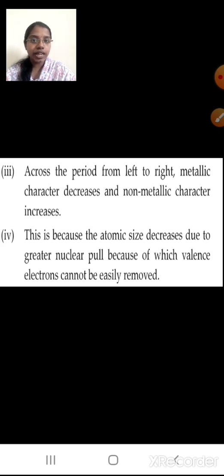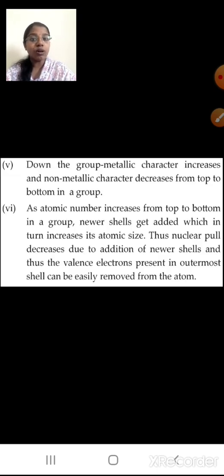Yes, from left to right, atomic size is what? Decreasing because of the greater nuclear pull. So electrons cannot be easily removed. So what is happening? Metallic character is decreasing and non-metallic character increases. They will accept but they will not give. Okay. So down the group, metallic character increases and non-metallic character decreases from top to bottom.